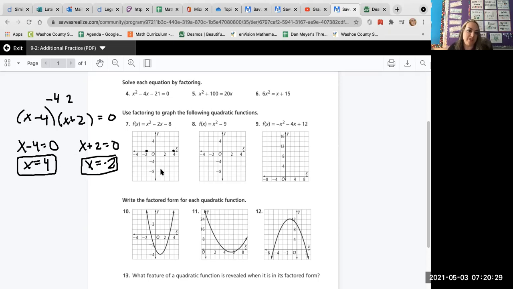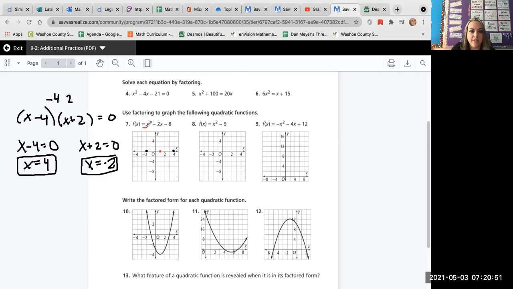Now we know the vertex is going to be on the line of the axis of symmetry. So if we can just see what value would be directly in between these two, we can get a value for our x value for our vertex. 1, 2, 3, 1, 2, 3. So this value here where x is 1 is going to be where our vertex is.